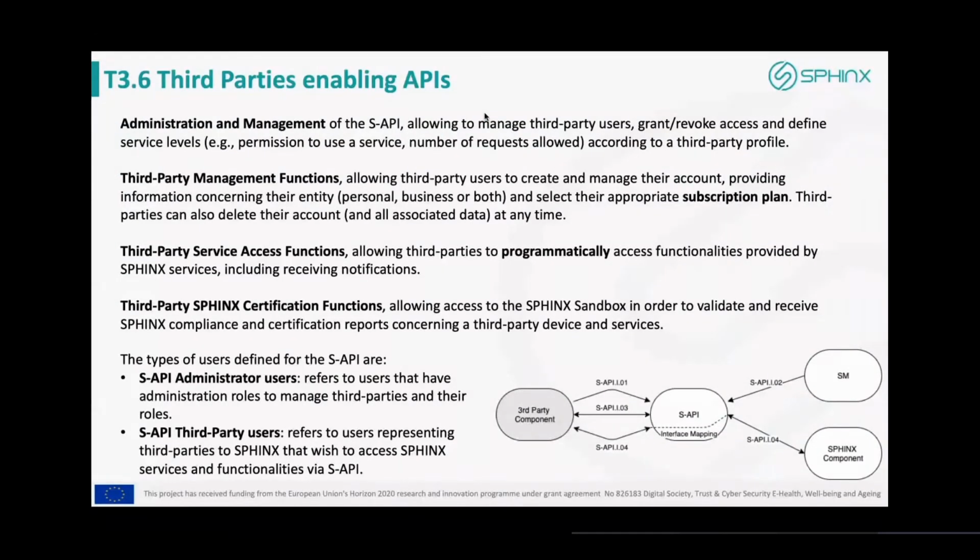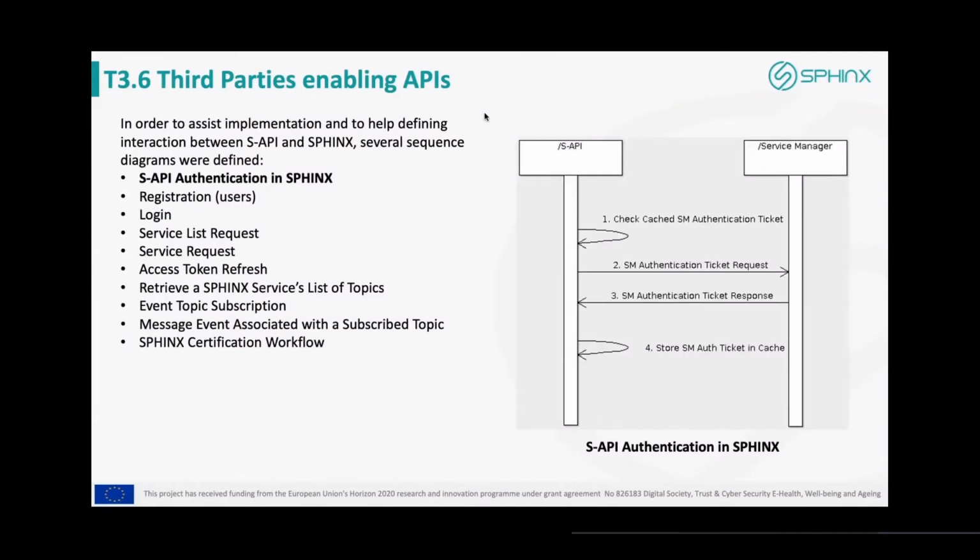In terms of its main components, it comprises functions which allow the Sphinx administrators to manage the third parties, but also allow the third parties to manage their accounts, select their subscription plans, and programmatically access the functionalities of Sphinx, including its certification functions. So there will be two types of users, the SAPI administrators and the third-party users. At the bottom right, you can see an illustration of the technical high-level architecture of the SAPI component between third parties and components in Sphinx.